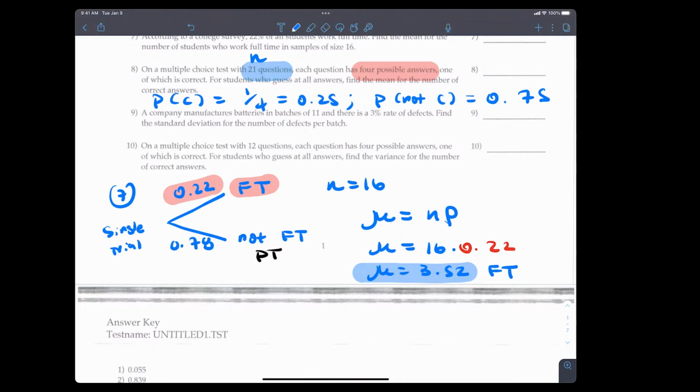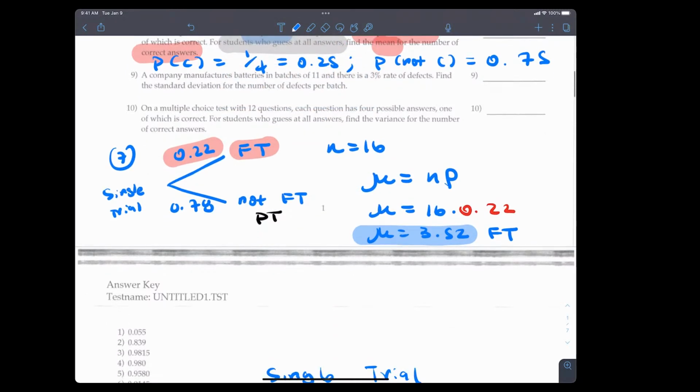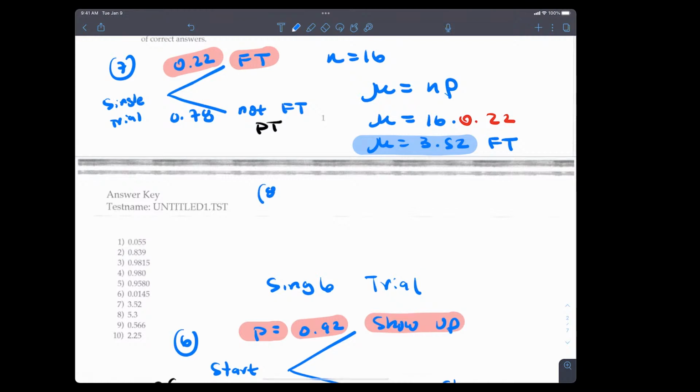Now, look at what they're asking here in the question. For students who guess on all the answers again, well, I guess there's 21 questions. They're going to guess on all 21? I guess that's what they're saying. Find the mean for the number of correct guesses. So mu for the number of correct guesses. Now, that just means the following here. For number 8 now, you either guess correct or guess non-correct.